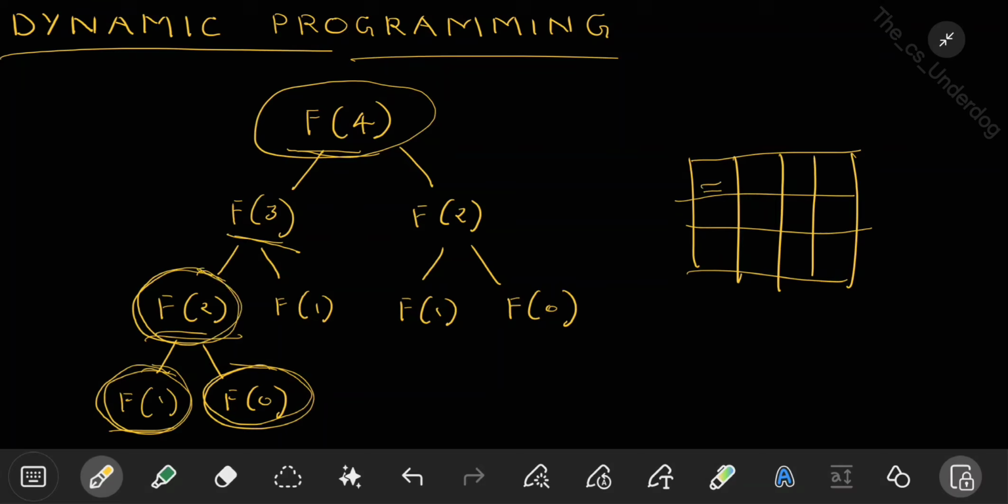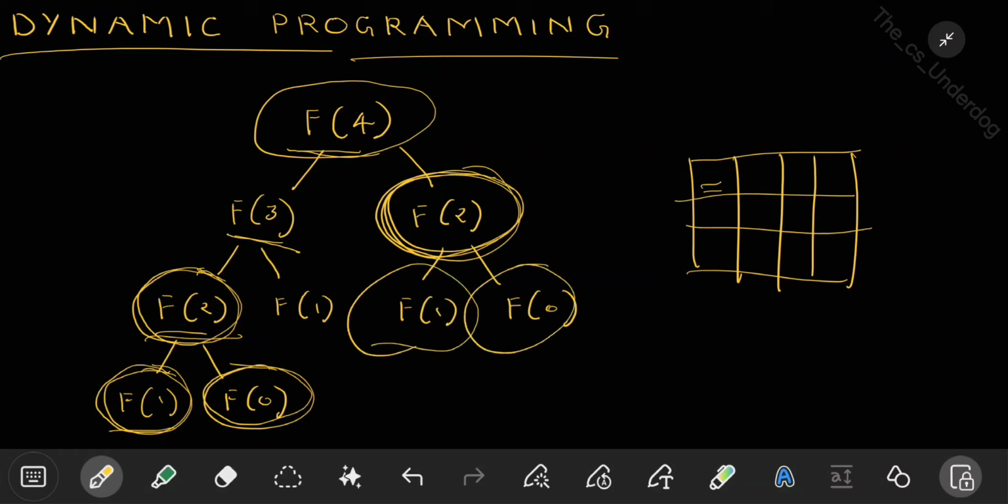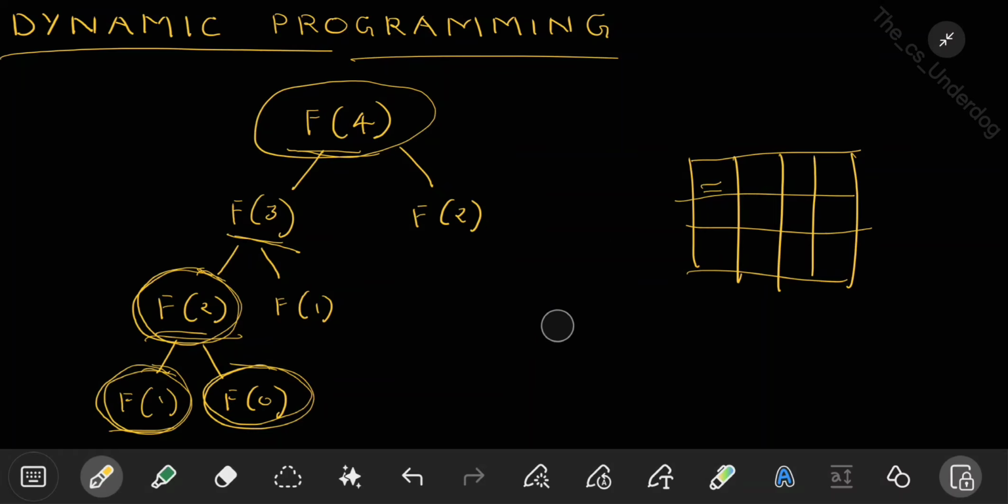What is the benefit of this? Next time when you make the same call to f of 2 in a different branch, you don't have to again call f of 1 and f of 0. Instead, you will directly say that I remember that I already made this computation and I've stored this value in a table, because of which I can directly fetch the value from the table and use here. What is the advantage? You saved some additional recursive calls.